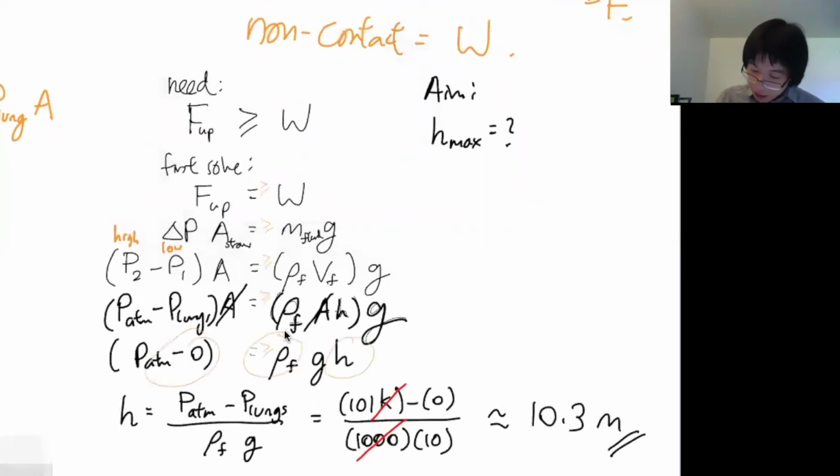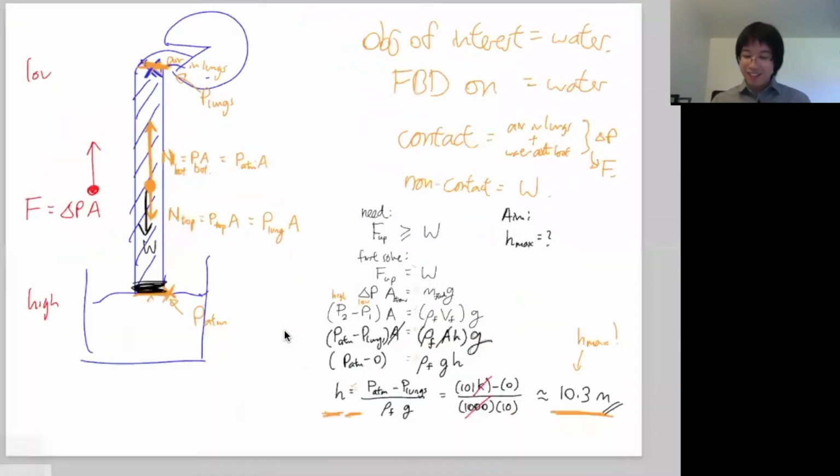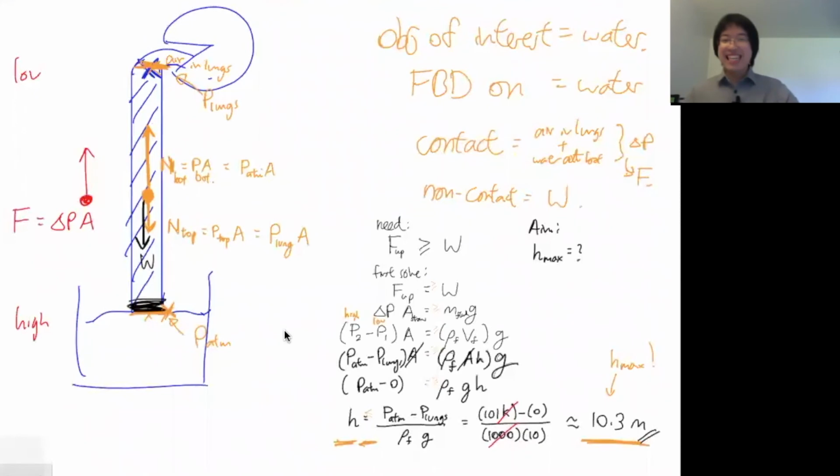I'm moving the thing to the other side, so this is smaller. So look at the conclusion. H is smaller than 10.3. 10.3 is the maximum the straw can go. All right, so that's the end of it. Thank you for sticking with me.